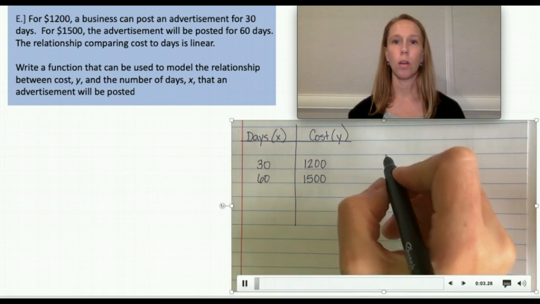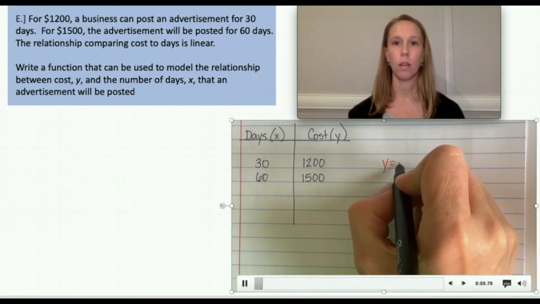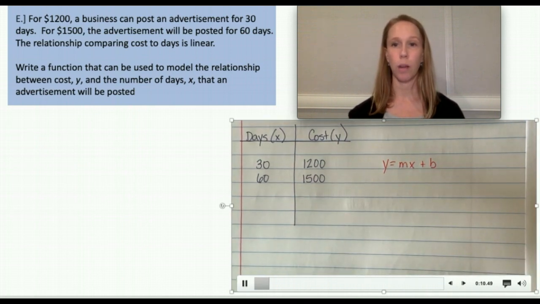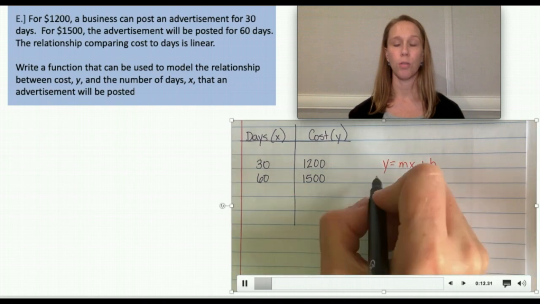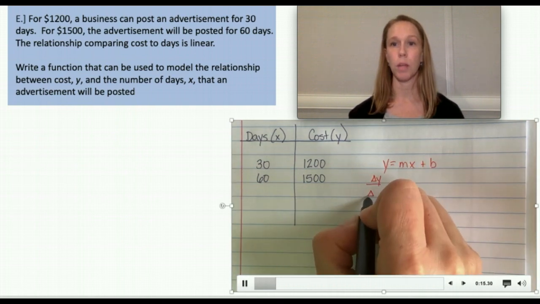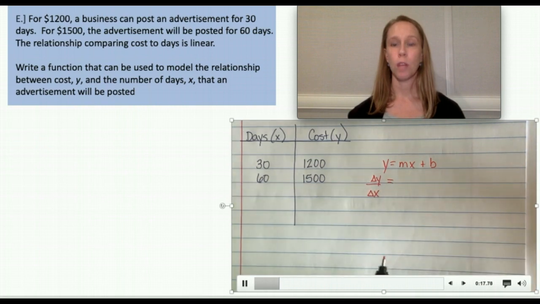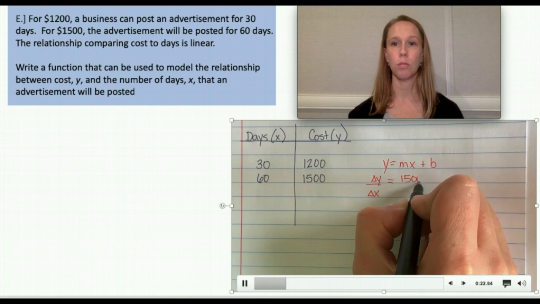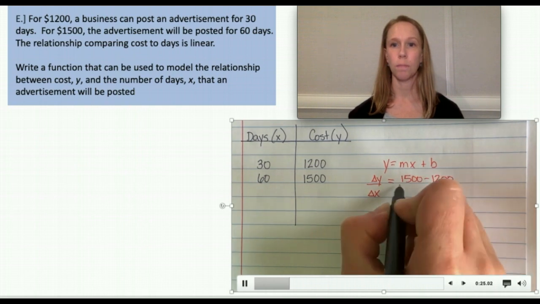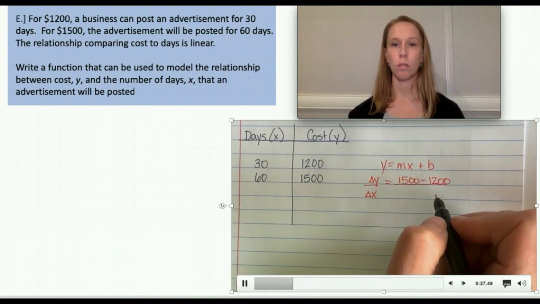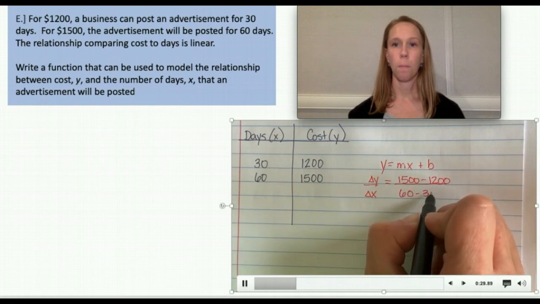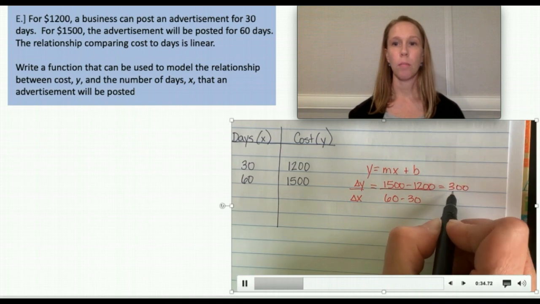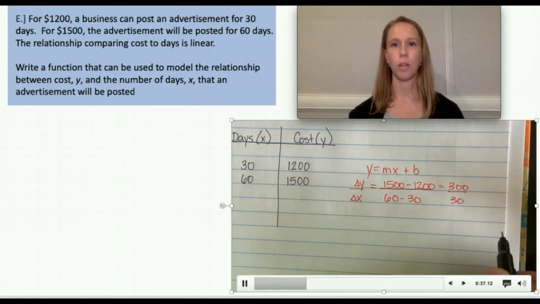So if I know my x and y values are 30 and 1200 or 60 and 1500, I can use that ordered pair to solve y, or to find the missing terms in y equals mx plus b like we've been doing all along. Change in y over change in x. So I can take two y values, 1500 minus 1200, and two x values. I'm going to use 60 and 30, and that gives me 300 over 30. So that means $300 every 30 days.